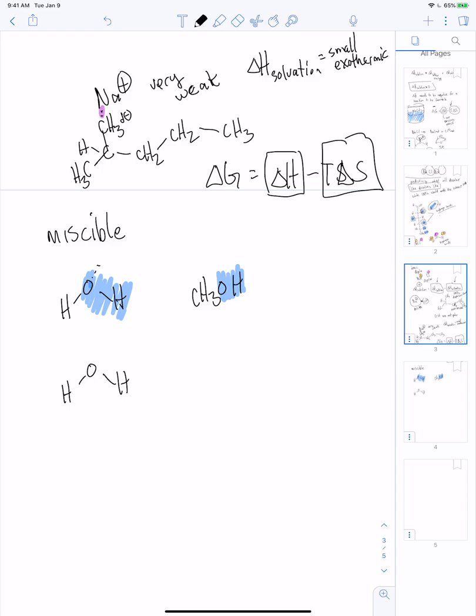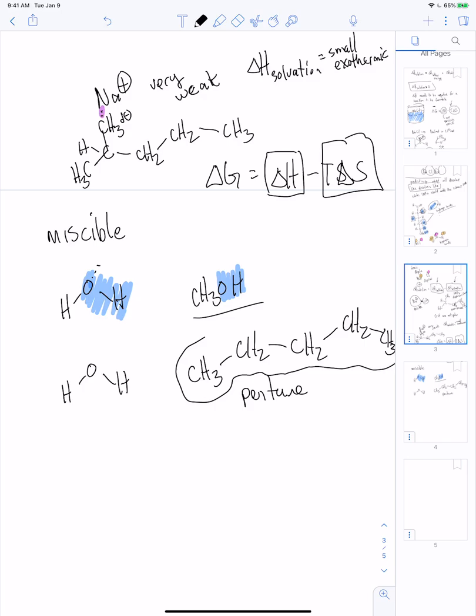So if I swap out methanol, which is this molecule, for something like, let's say, pentane. This thing has no hydrogen bonding. We just looked at this, a very nonpolar molecule. So this is very polar, this is very nonpolar, and these things end up not mixing together. So miscibility is just a different word.